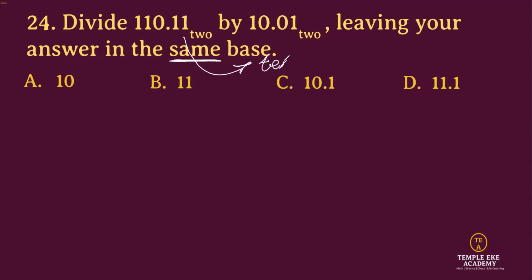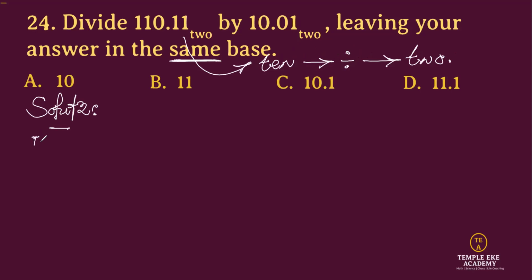First conversion to base 10, followed by the smooth division, obtaining an answer also in base 10, and then converting that answer back into base 2. So let's get straight into the solution. We take the first one, 110.11.